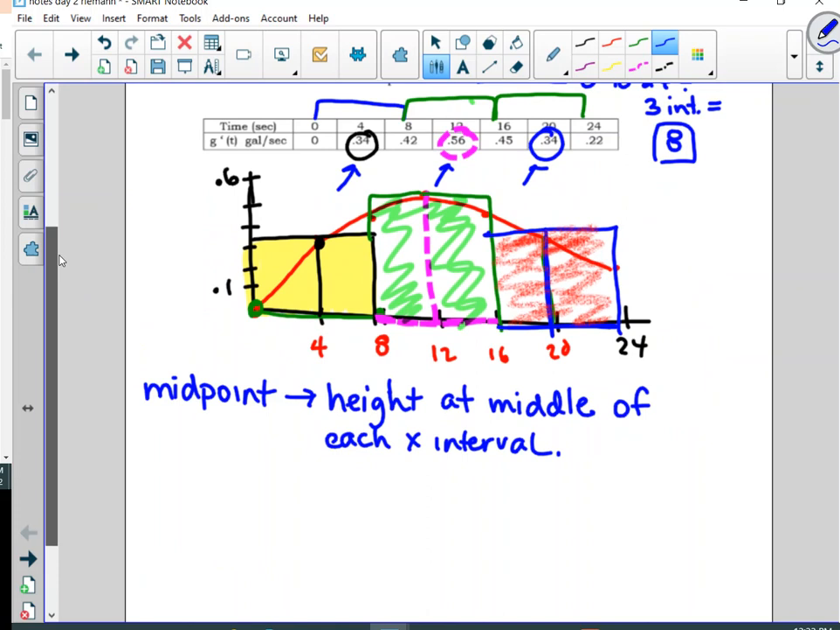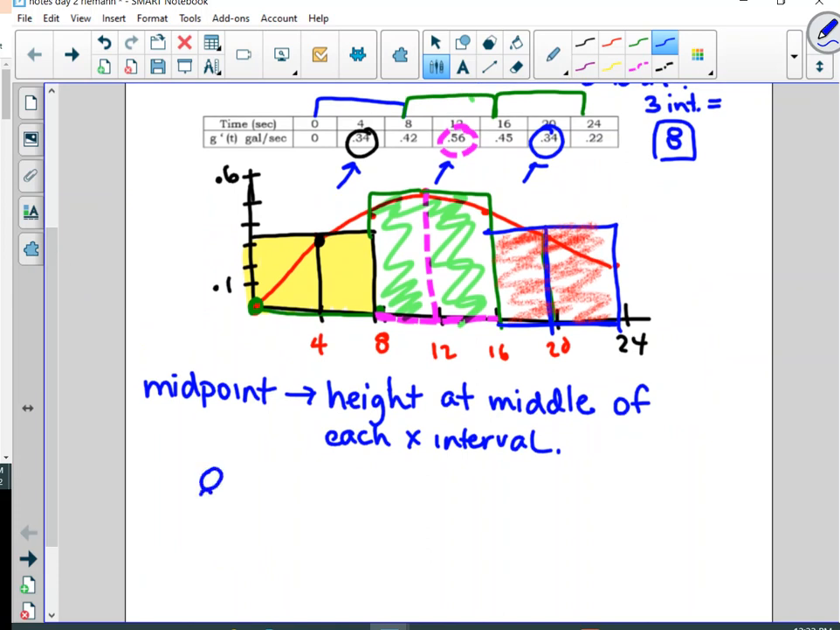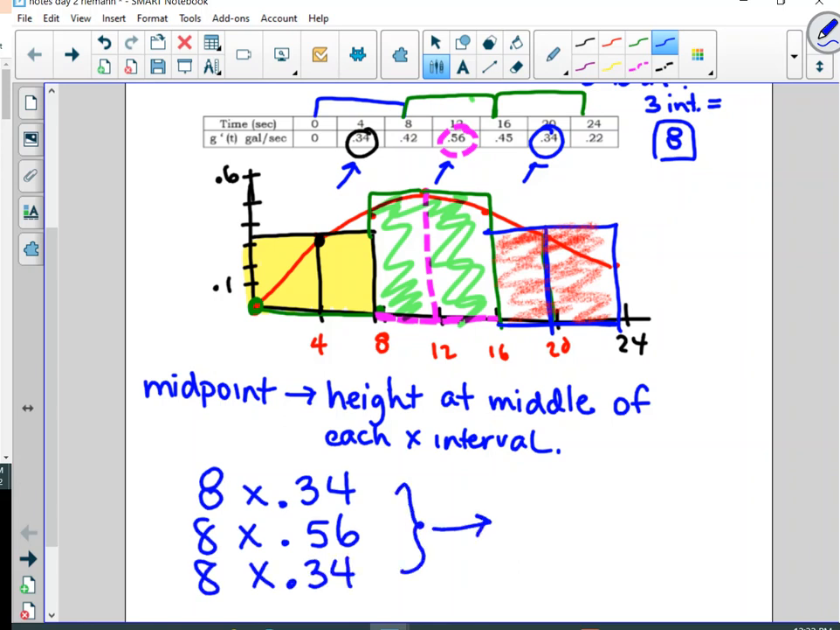Okay. All right. So 8 times 0.34, 8 times 0.56, and then another 8 times 0.34, added together. I feel like I remember this being 9 point something. Did just do this problem a couple times. There we go, yeah. 9.92.